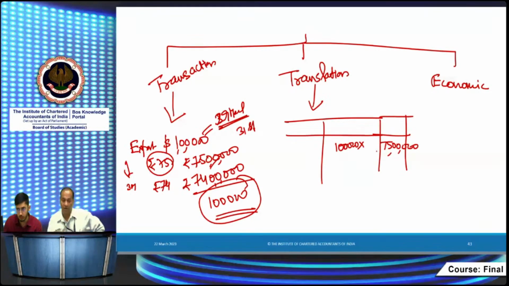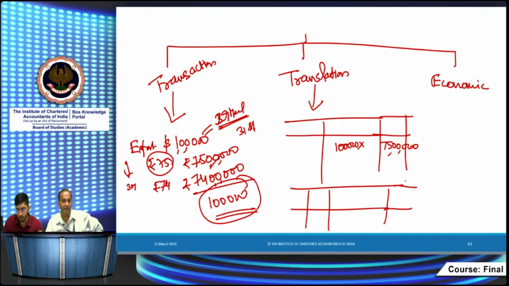Okay, now suppose after 1 month they have to again prepare the balance sheet. Now at this time the rate has become 74. So the amount will come 74 lakh. Of course, you will find that there is a decrease in the assets of the company by 1 lakh. So this exposure is called the translation exposure.